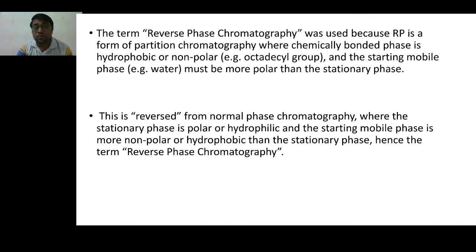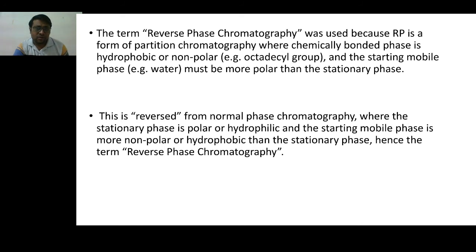In reverse phase chromatography, polar solvents are used in the separation of the material. The term reverse phase was used because it is a form of partition chromatography where the chemically bonded phase is hydrophobic or nonpolar, and the starting mobile phase is polar, maybe water, and must be more polar than the stationary phase. So there is a hydrophobic interaction, and it is called reverse phase chromatography.